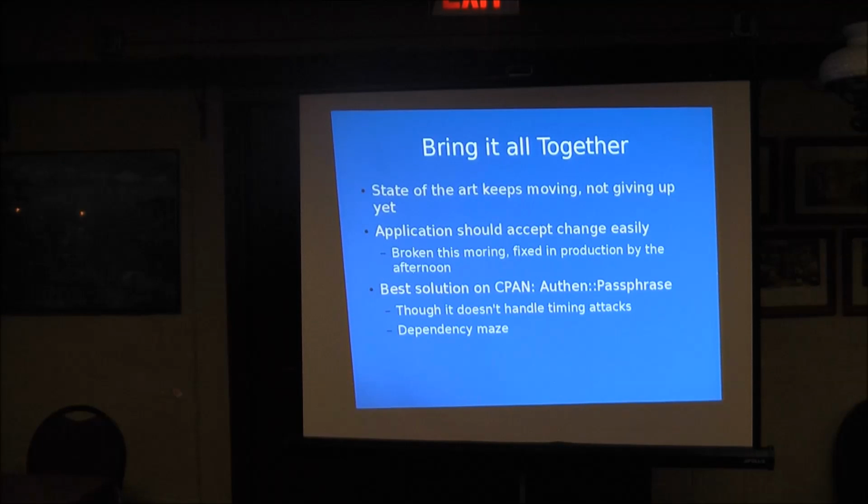And the best solution I've found so far for this on CPAN is Crypt::Passphrase. I have a few caveats on it. It doesn't match the strings in a way that handles timing attacks. And it also doesn't really have a plugin architecture, which means the Crypt::Passphrase distribution installs everything. And you're going to get all sorts of algorithms and other CPAN modules that you don't necessarily need. So it's kind of a big dependency maze. But I think this still is the best solution out there right now.